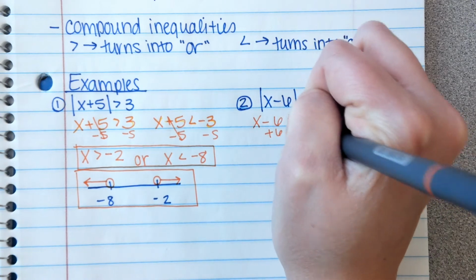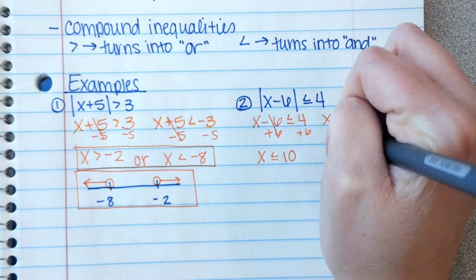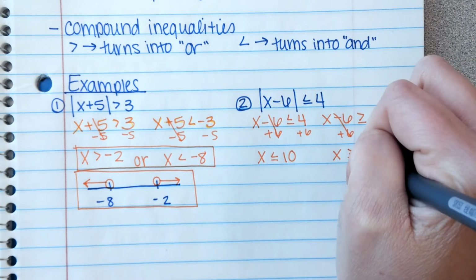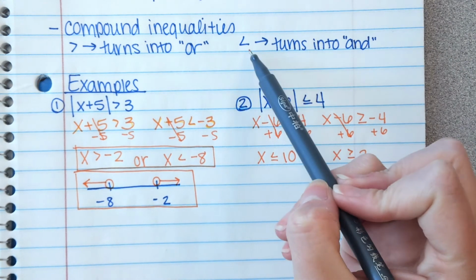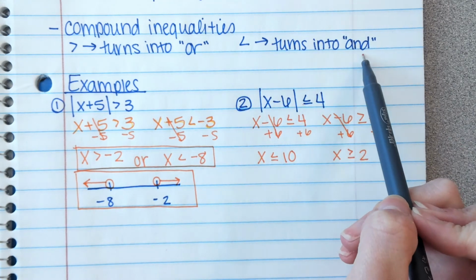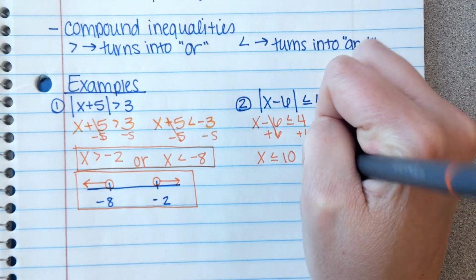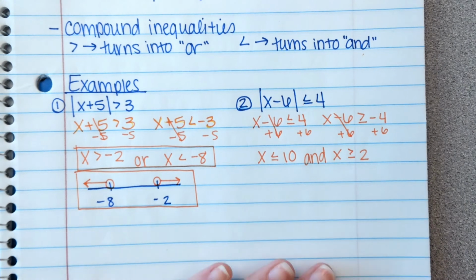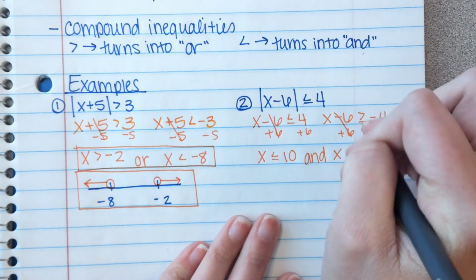So we add 6, and we get x is less than or equal to 10. On the other one, we're going to add 6, and we get x is greater than or equal to 2. Now, let's think about it for just a second. So this one is a less than, so it should turn into an and. So we should have x is less than or equal to 10 and x is greater than or equal to 2. So since it's an and, we're going to have to squish our answers together like we did back in lesson 6, I believe. So let's rewrite that.